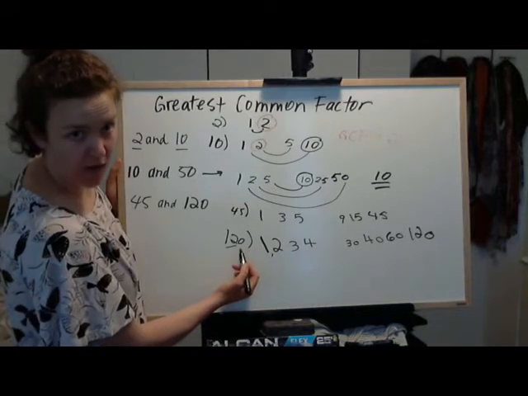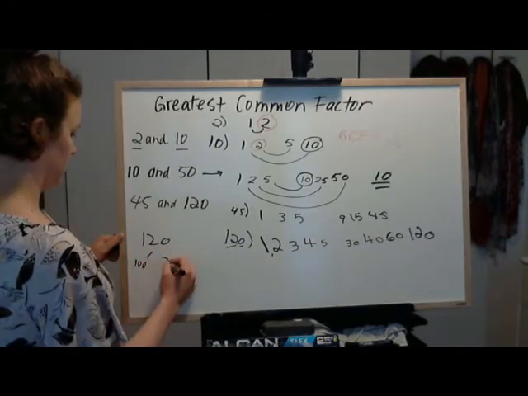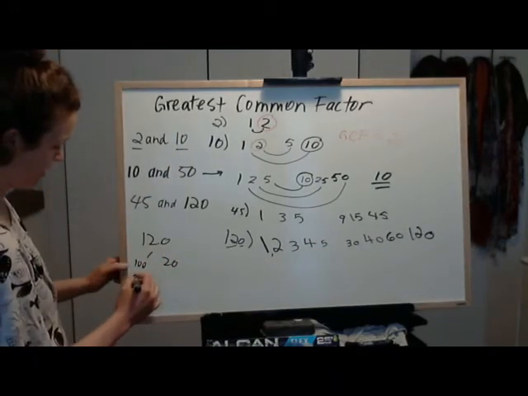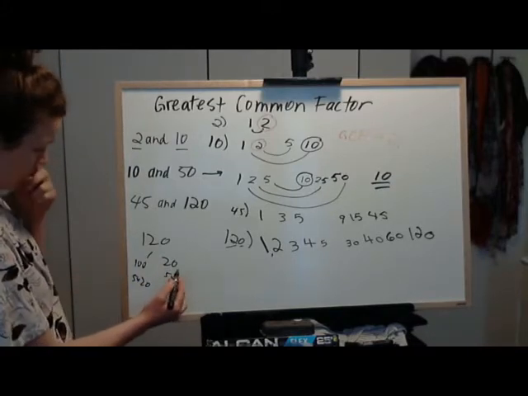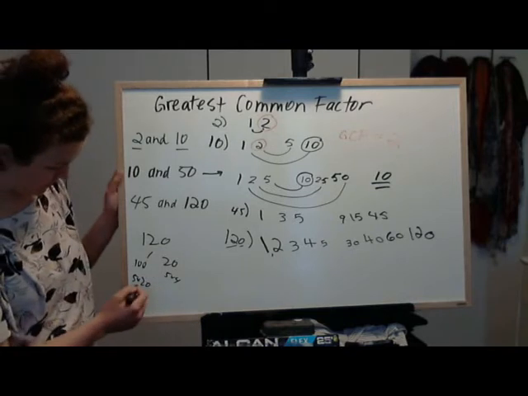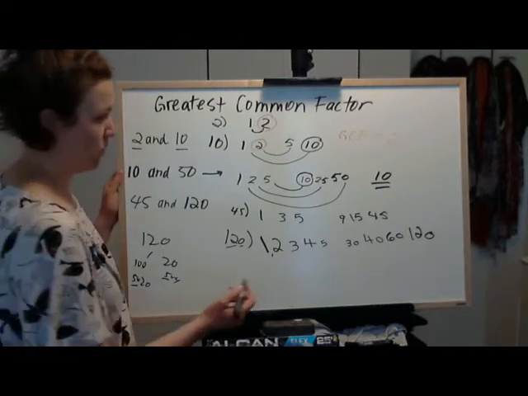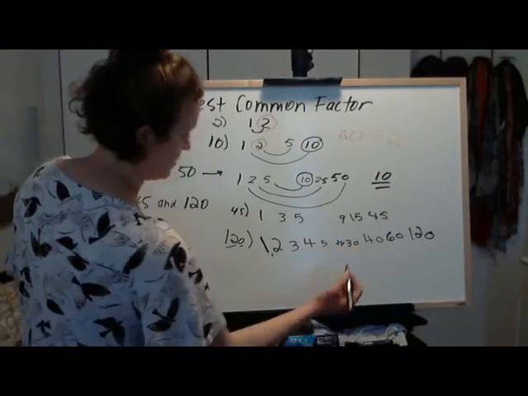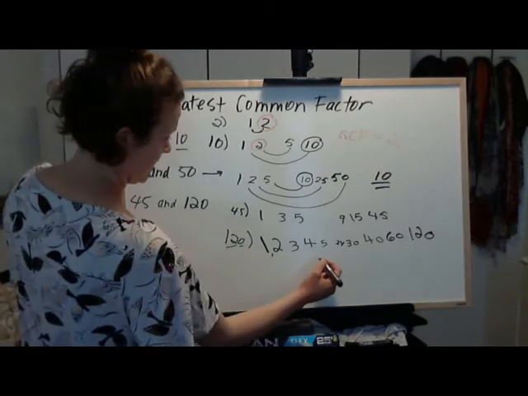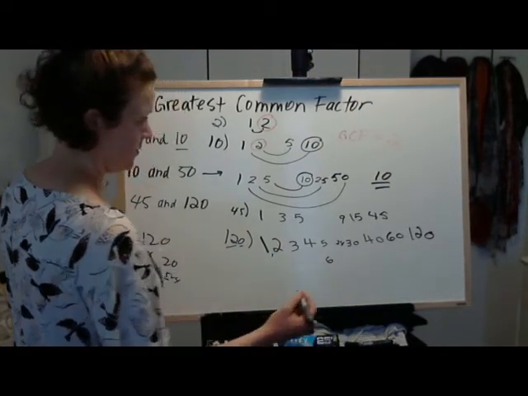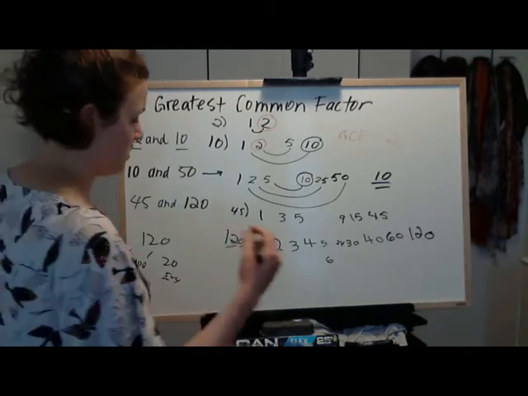5, this is a long one. 5 will go into 120 because it ends in a 0. Okay, I know 5 times 20 is 100. And 5 times 4 is 20. So the number of groups of 5 that you can make are 24. Holy moly. 6 also goes into this. 6 times 20.